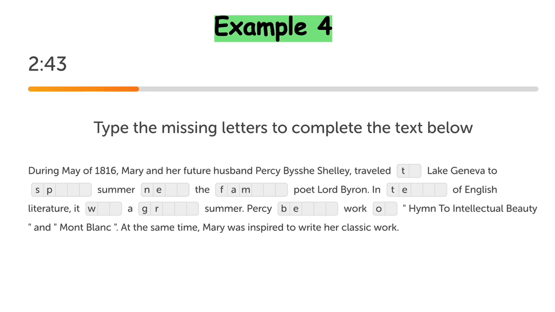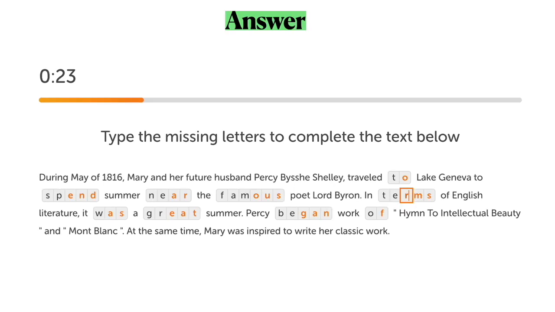So let's start filling this out. During May of 1816, Mary and her future husband Percy Bysshe Shelley traveled to Lake Geneva to spend summer. In the first blank we will put to because this is a preposition and this is what we need to connect the word traveled to the word Lake Geneva, which is the place. After that, we have to spend, and it is a very important thing to remember that when we have a verb after the word to, it is always the first form.